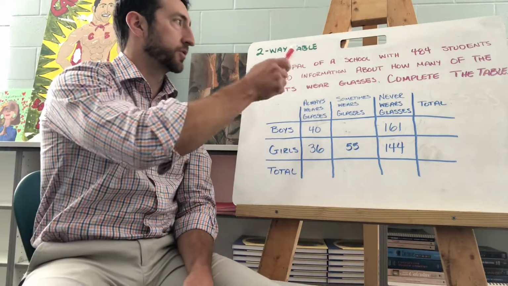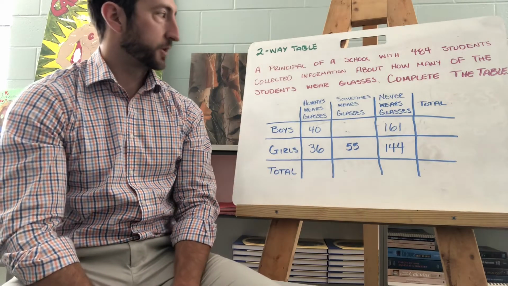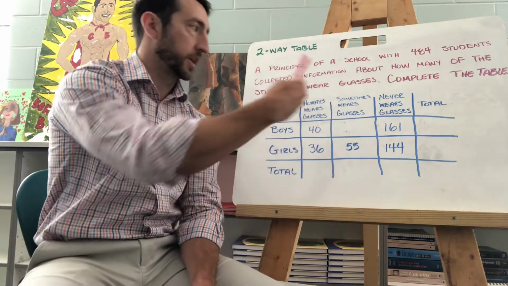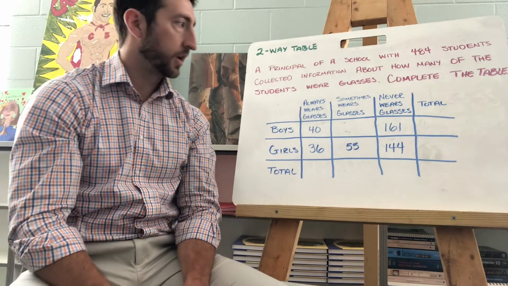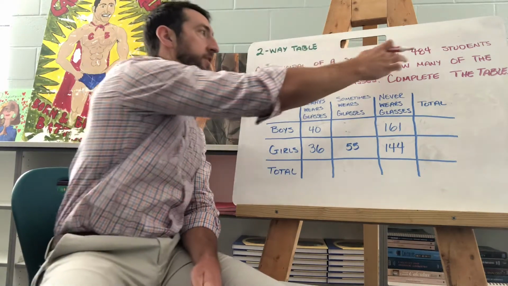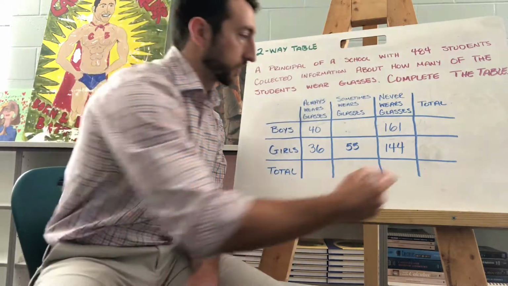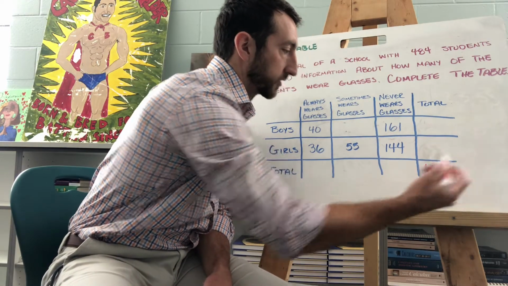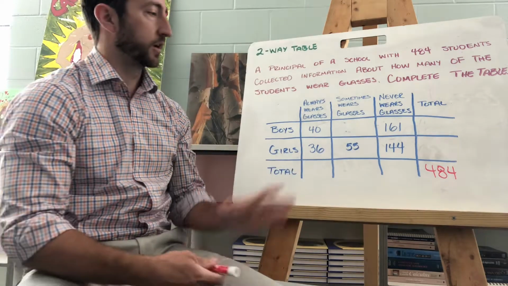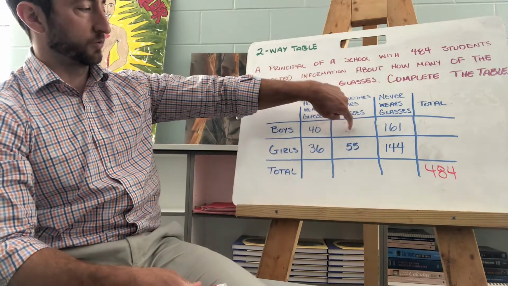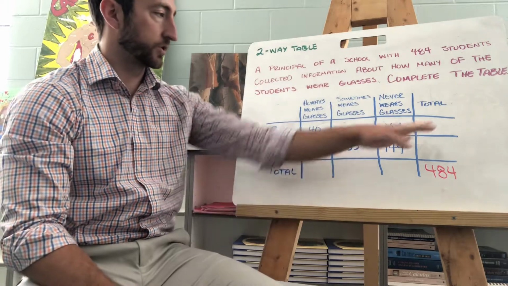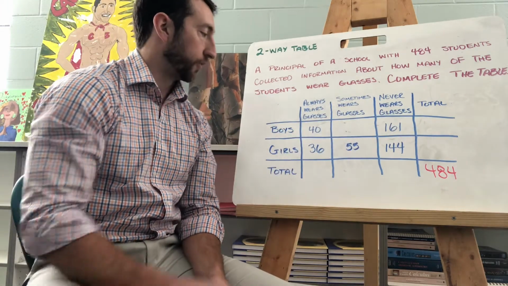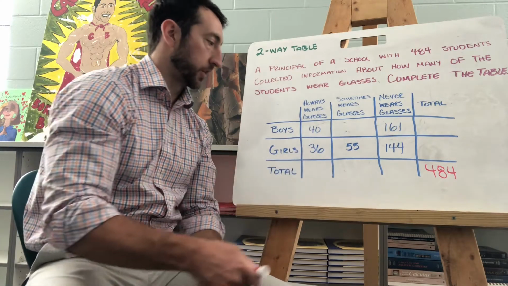So we've got a principal of a school with 484 students who collected information about how many of them wear glasses. We've got some that always wear glasses, some that sometimes wear glasses, some that never wear glasses. The one thing it does tell us is there's 484 students, so that's going to be our number there, our total. And what we should be able to do is work around, and our last thing will probably be to fill in this number or something similar to that row, because that's what we really want to be able to figure out.